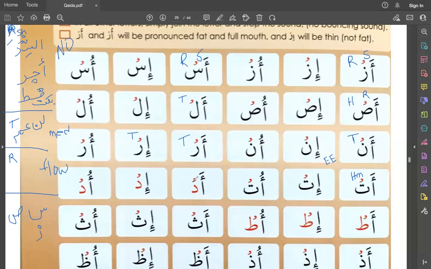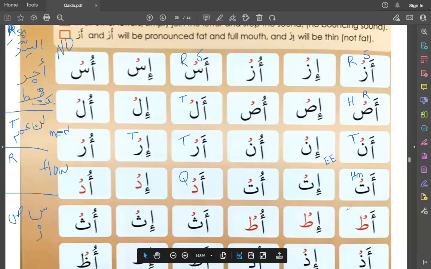Dal, yes, the same way. It has shidda. Yes, at first you are applying shidda, but the final quality of dal is qalqala, because this is part of the qalqala letters. Give E a very clear sound.